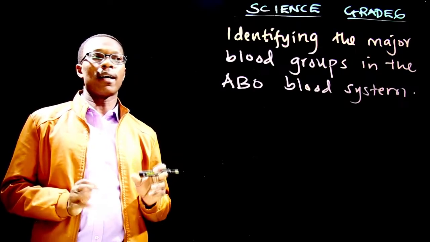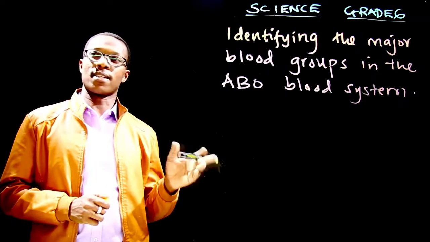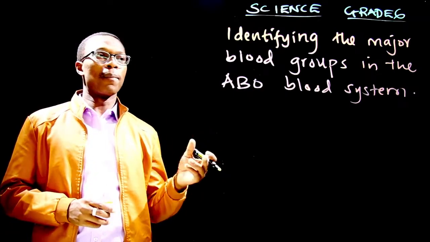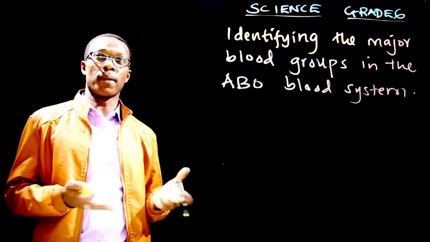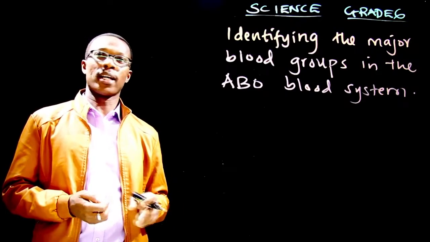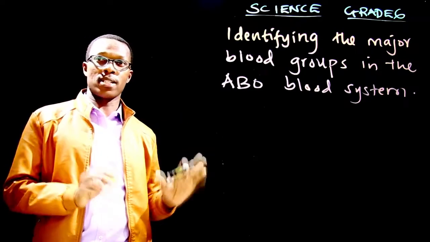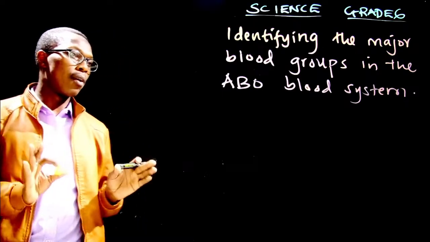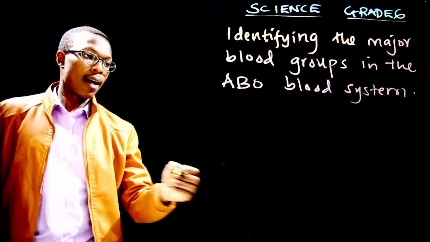So today we'll be discussing the major blood groups, okay? We have what we call the ABO blood system. This ABO blood system normally helps us to group bloods, okay? We have 4 major blood groups, and we're going to discuss them.